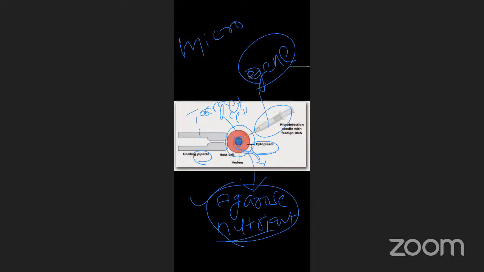Agarose nutrient medium contains all the nutrients, calcium, magnesium, which are useful for the growth of the plant. It is the plant growth medium. Right.